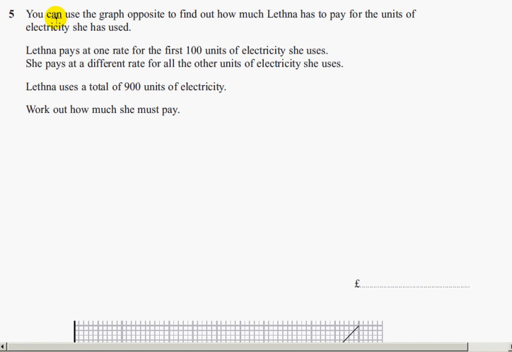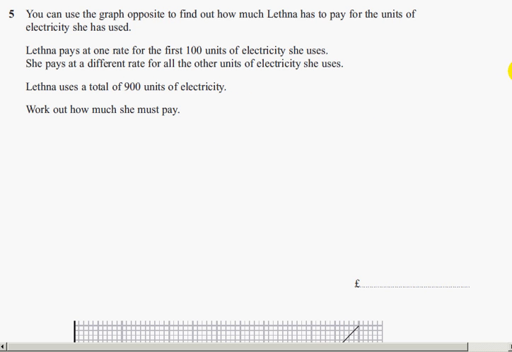Question 5. You can use the graph opposite to find out how much Lithner has to pay for the units of electricity she has used. Lithner pays at one rate for the first 100 units of electricity. She pays at a different rate for all the other units of electricity she uses. Lithner uses a total of 900 units of electricity. Work out how much she has to pay.